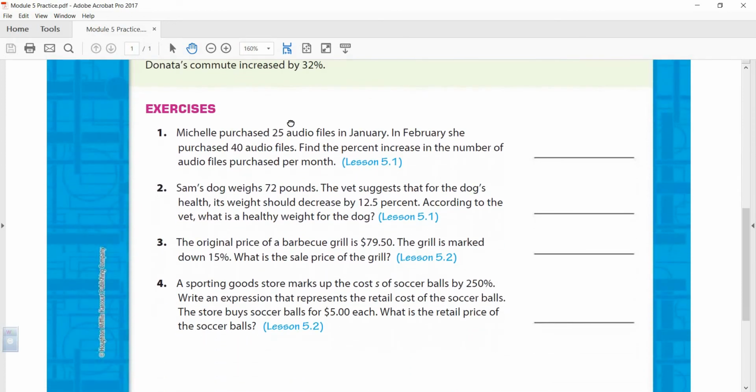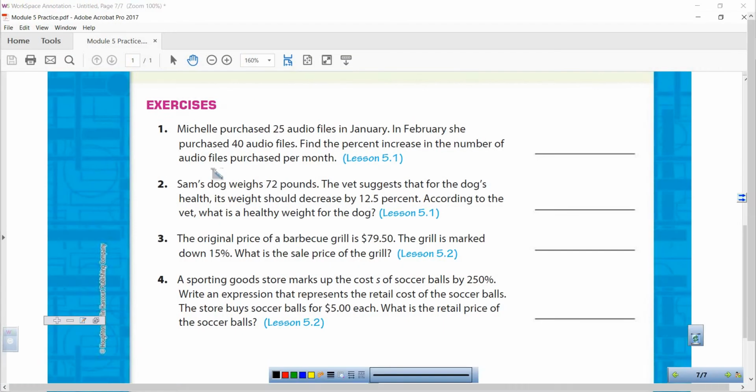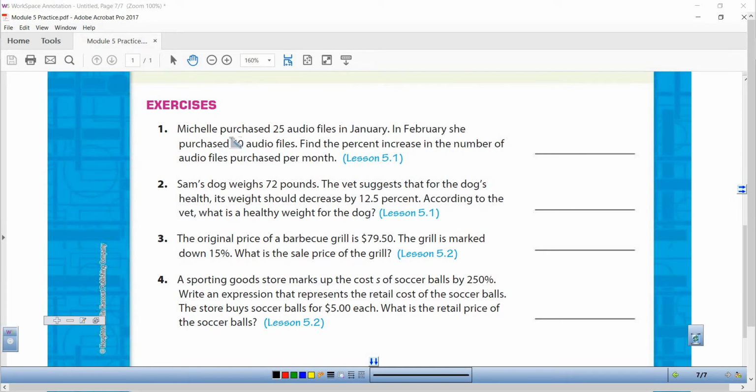Okay, so let's take a look at these problems down here. Michelle purchased 25 audio files in January. In February, she purchased 40 audio files. Find the percent increase. I wonder what kind of audio files these are. If these are books, she is an avid reader. We're going to go 40 minus 25 because that represents the change. And then what do we want to put that over? We want to put the change over the original amount.